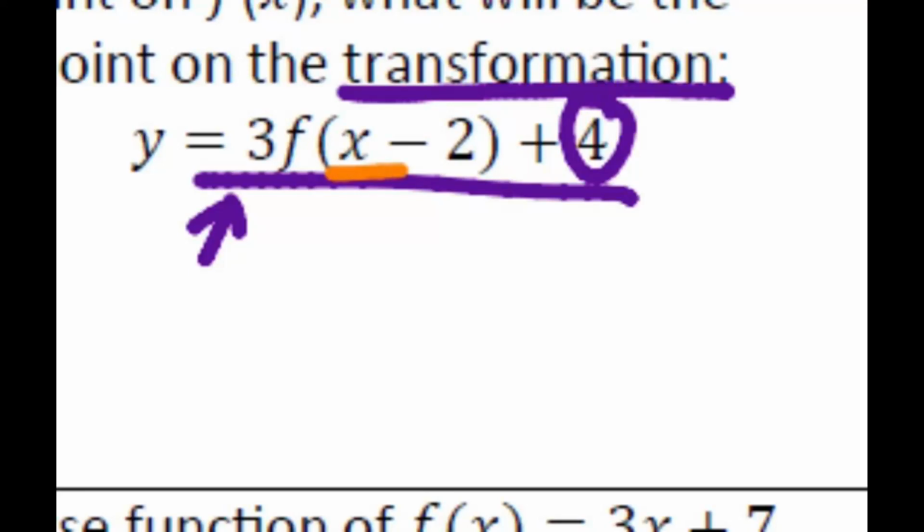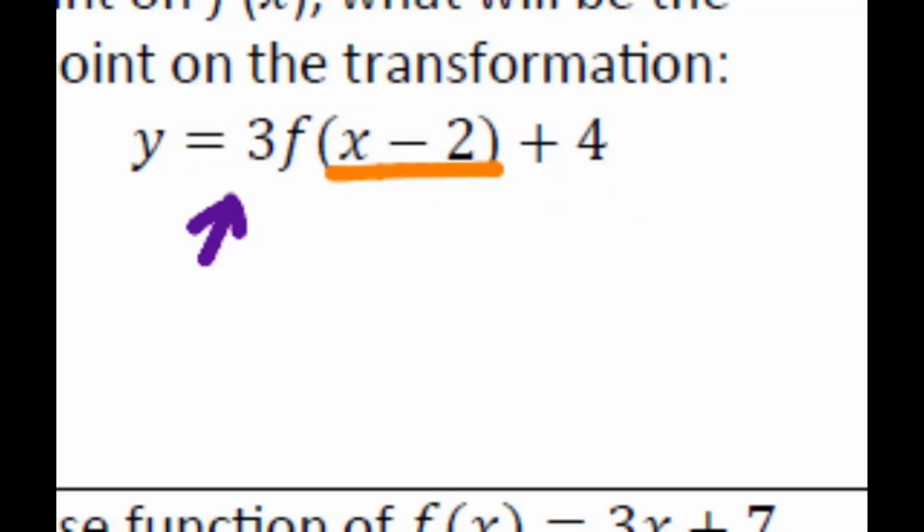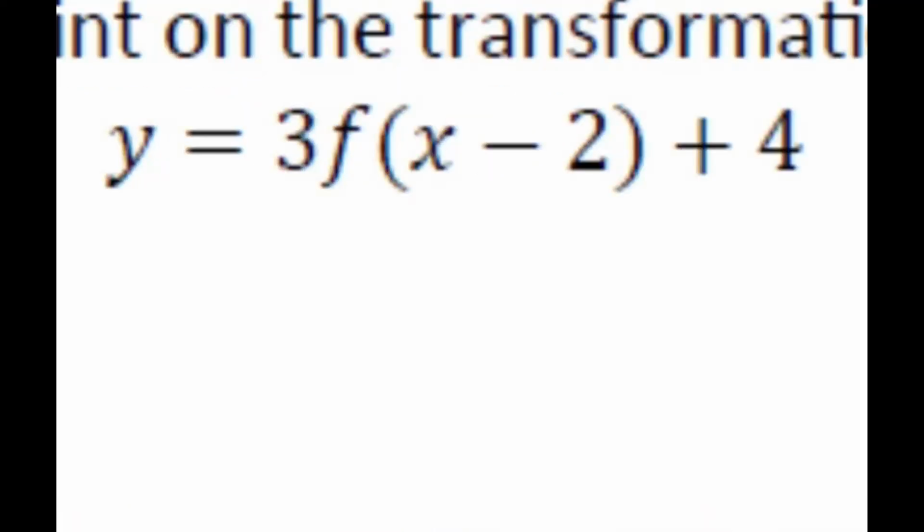And then inside the parentheses, right here, I have a -2, which means our graph is going to go to the right 2. So going to the right, or left, affects your x value. So this is where we have two different transformations that are kind of going separately. I'm going to list them separately here as well.